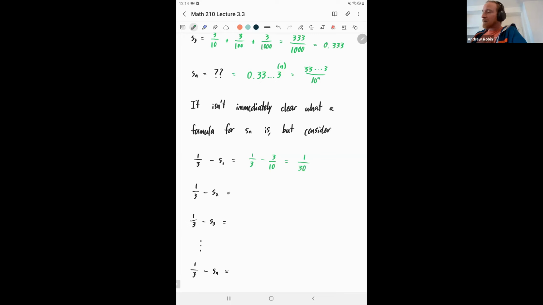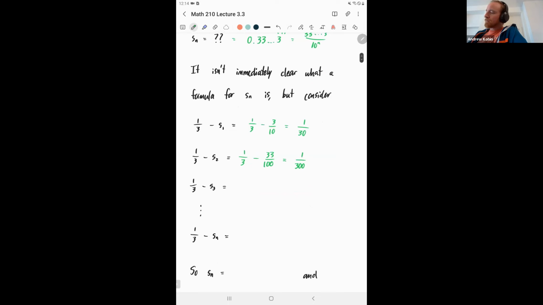Okay, that's a pretty nice fraction. Let's see if we can spot a pattern in the next couple terms. So for S2, if we subtract it away from 1/3, that'll be 33/100 here. If we get a common denominator, I'll get 100 minus 99. That's going to leave us with a 1 in the top again, and 300 in the denominator. Let's do one more to check. Maybe you see the pattern, maybe not. Take a guess if you do. If I subtract 333/1000, I'll have 1,000 minus 999. Oh, that's a 1 again. That looks pretty good. Over 3,000.